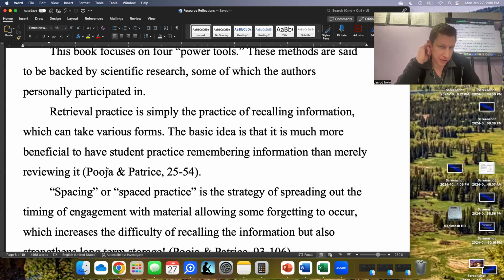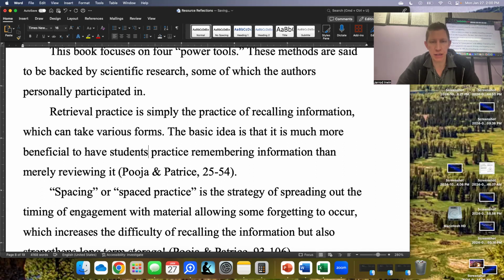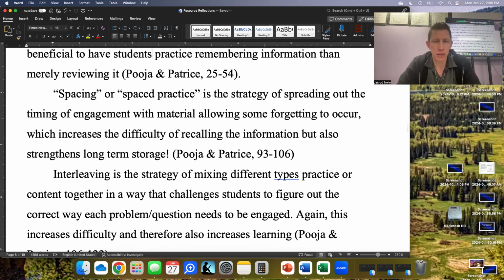Retrieval practice is simply the practice of recalling information, which can take various forms. The basic idea is that it is much more beneficial to have students practice remembering information than merely reviewing it. So we've already talked about that one.